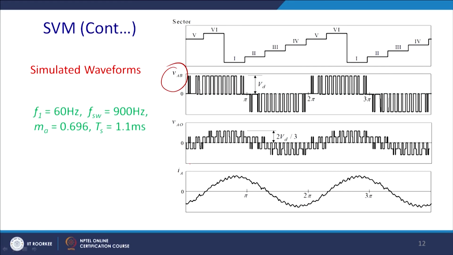and this is the VAO, and this will be your line voltages. You can see that the modulation index is basically 0.69, around 70%, and Ts is 1.1 millisecond, and the frequency is just close to 1 kilohertz, that is 900 hertz. So, you will get this kind of results.